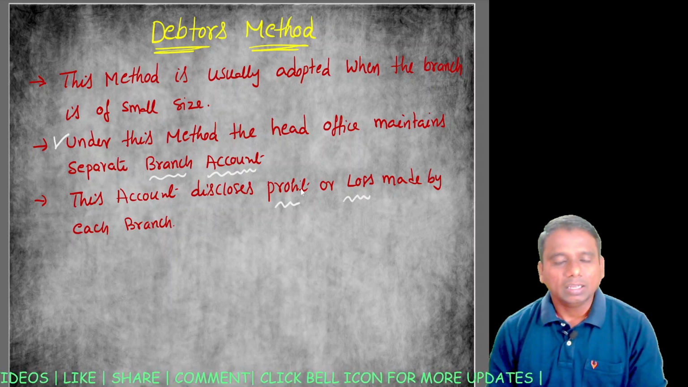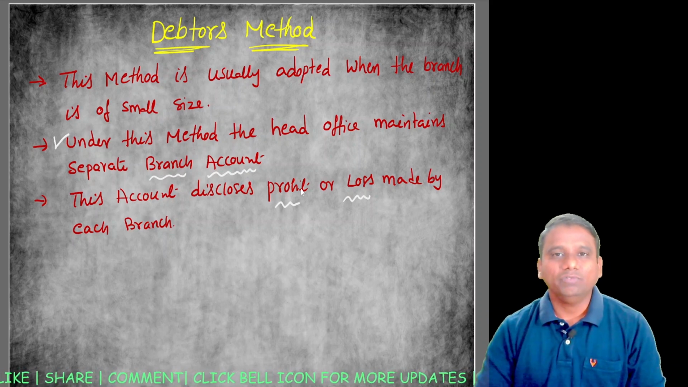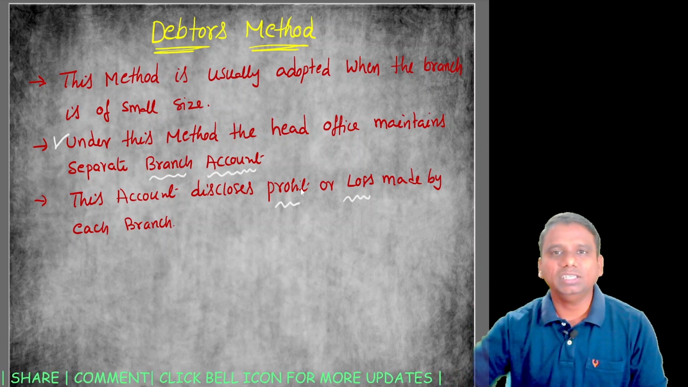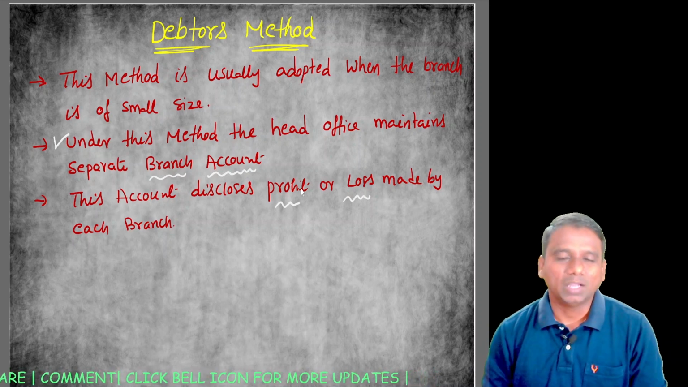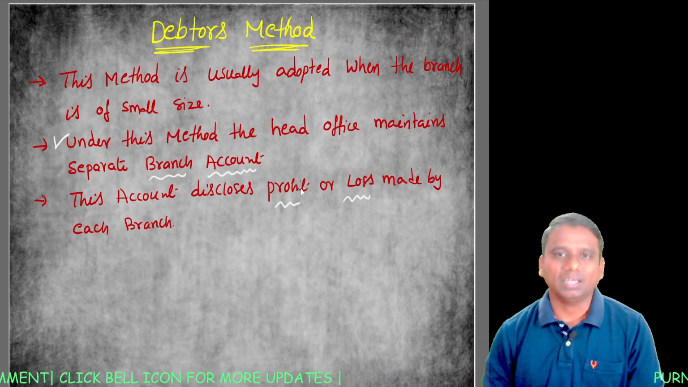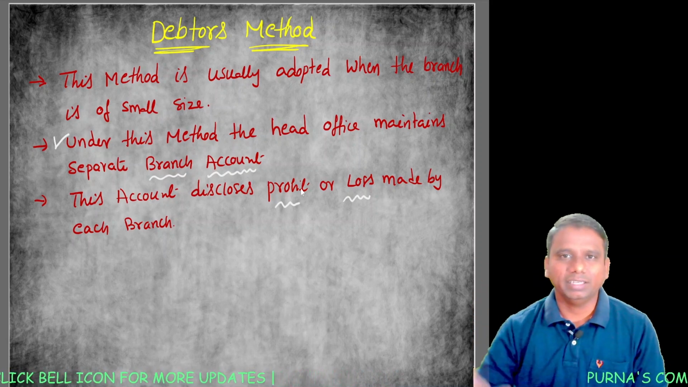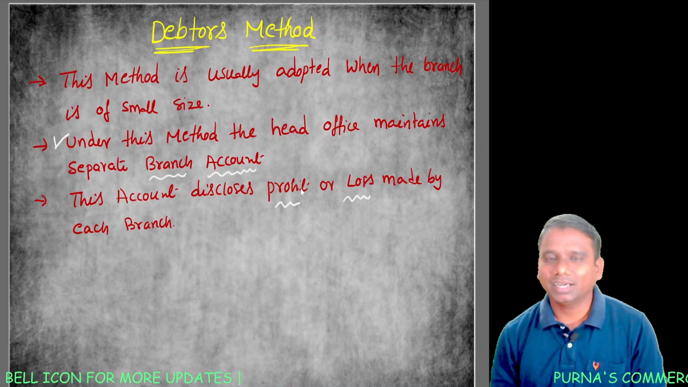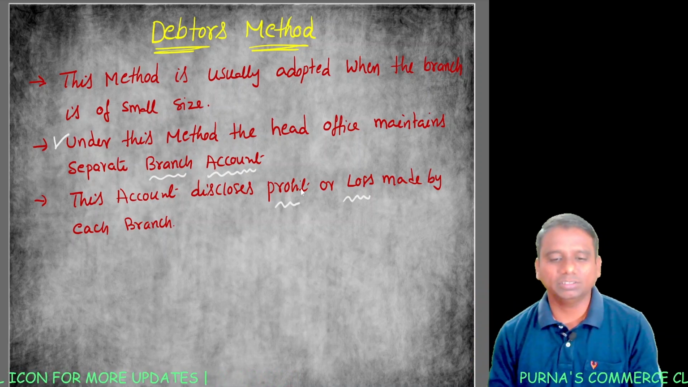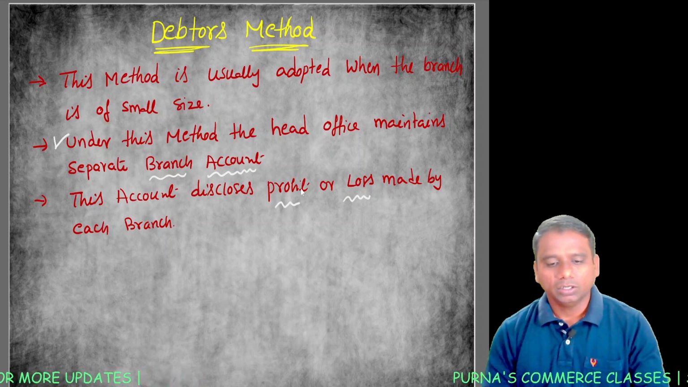Now look at why it is called the debtors method. Under this method, we treat every branch as our debtor. So the debtor account is debited when anything is received, and the debtor account is credited when anything is given. This is the fundamental rule of the debtors method.